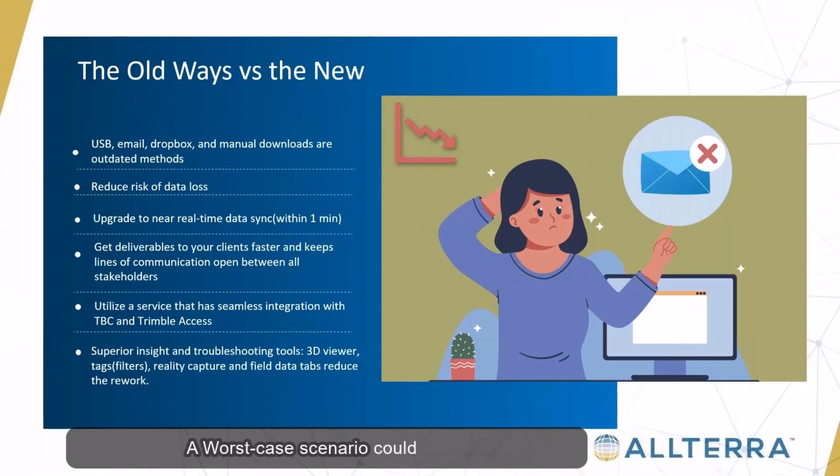A worst-case scenario could mean the field crew collects bad data because of a miscommunication or incorrect files that were given to them. Whatever the reason may be, they collect the wrong data, and the issue can only be discovered days later after all the files are back in the office. And then this forces a costly rework that could have been addressed within hours rather than days.